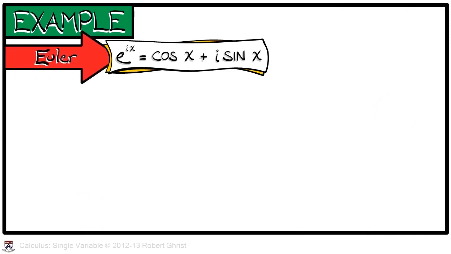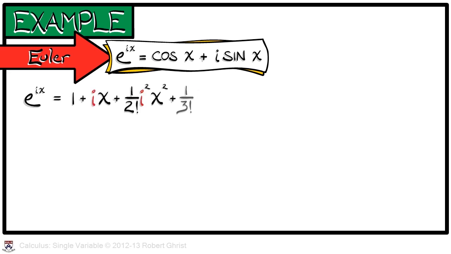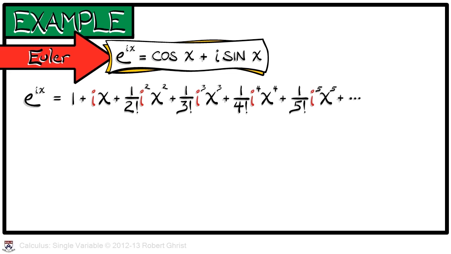Recall Euler's formula that tells us something about exponentiating i times x in terms of cosines and sines. What happens if we apply our definition of the exponential in this case? If we want to take e to the i times x, well, this is 1 plus i times x, plus 1 over 2 factorial times quantity ix squared, that is, i squared times x squared, etc., etc. There are a lot of terms here.